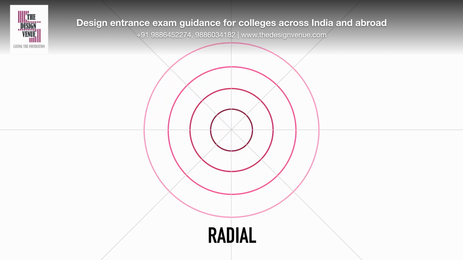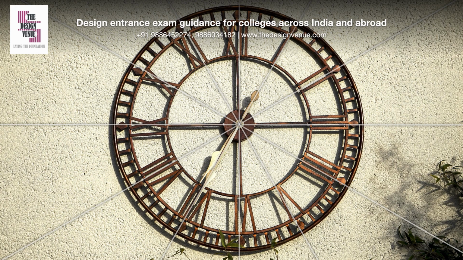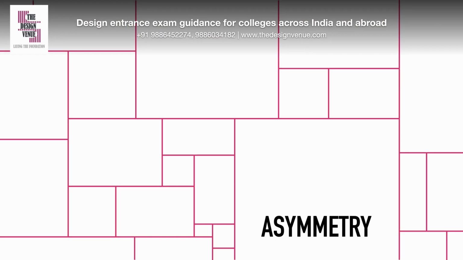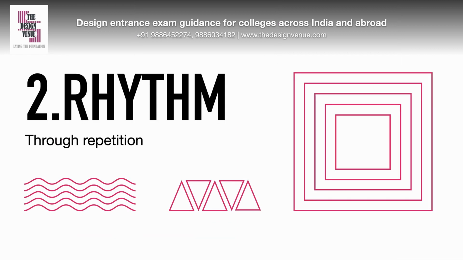When objects are placed in such a manner that they represent concentric circles, it is called radial symmetry. A clock is an excellent example of this type of symmetry. Asymmetry basically implies that no object is aligned to one another in terms of placement and size, resulting in an imbalance. Moving on to the next principle of design, which is rhythm.